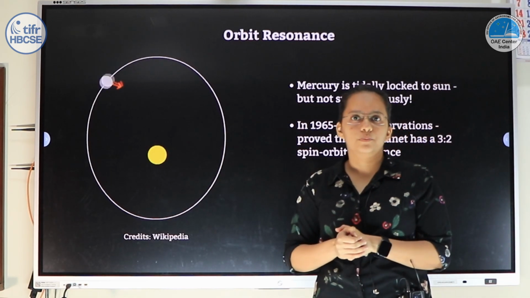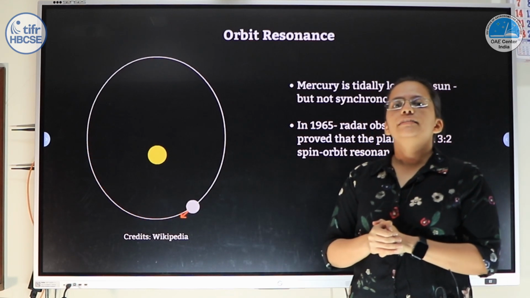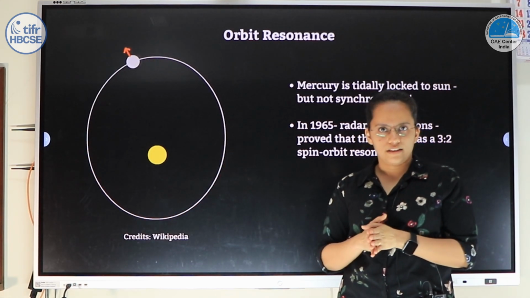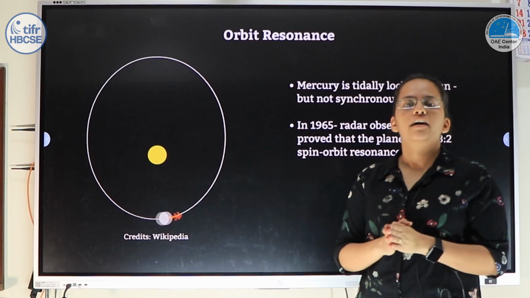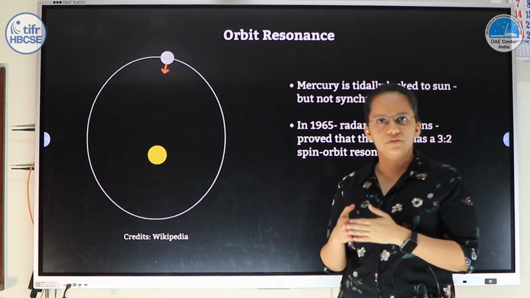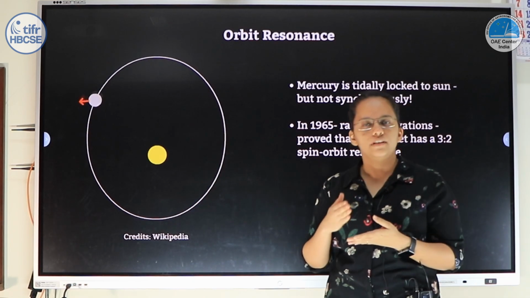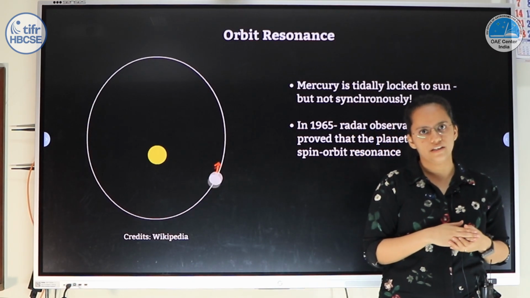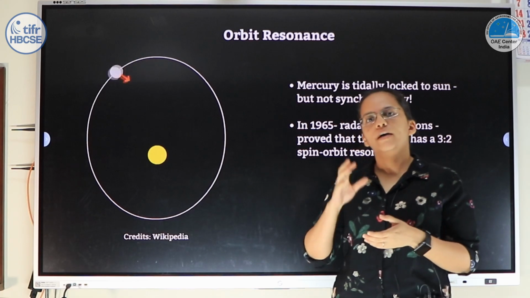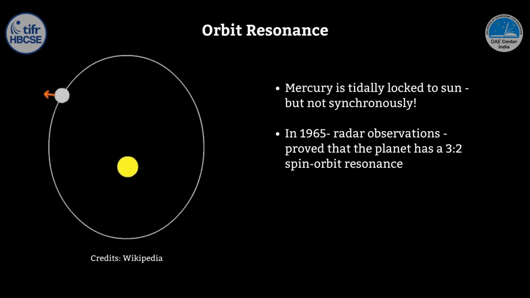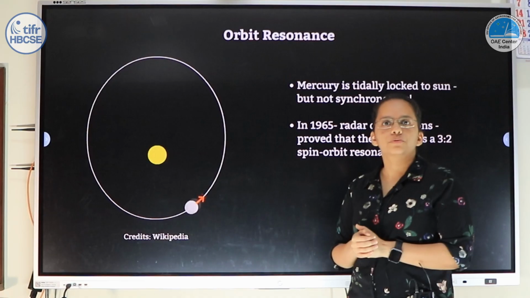One interesting thing about Mercury is that it is tidally locked to the Sun, but it is not like our Moon. Our Moon is tidally locked to the Earth, but it is synchronously tidally locked. That means its revolution period is equal to its rotation period, which is why we see only one face of the Moon. But it turns out that there is more than one way of tidally locking a body to another body. So, Mercury is tidally locked to the Sun in a 3:2 resonance.